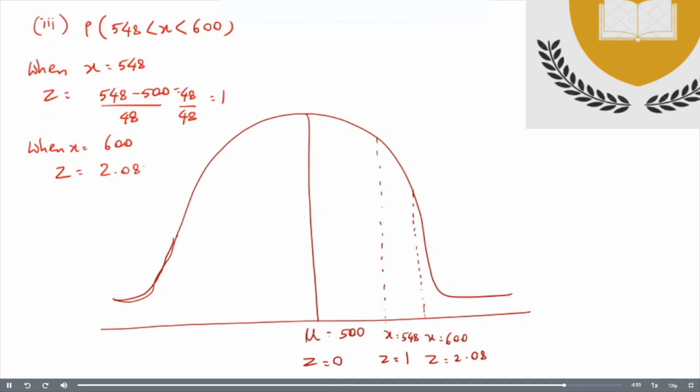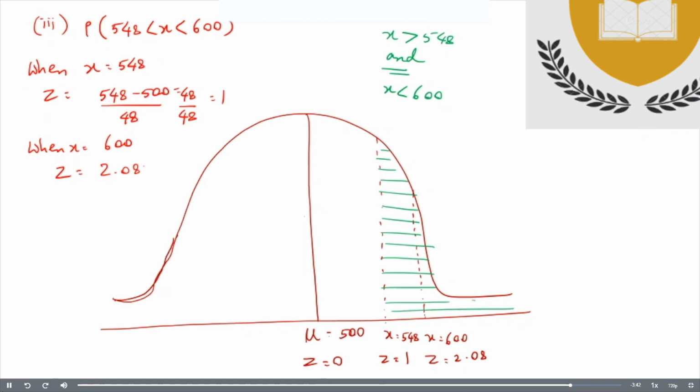Now the shaded region is, one portion is x should be greater than 548 and x should be less than 600. X should be greater than 548. So for x to be greater than 548, the required region would be this. This is the required region for x to be greater than 548. And for x to be less than 600, at the same time x has to be less than 600, that region would be, I will denote this, the first one I have denoted in green, and the one now x less than 600 means it would be here.